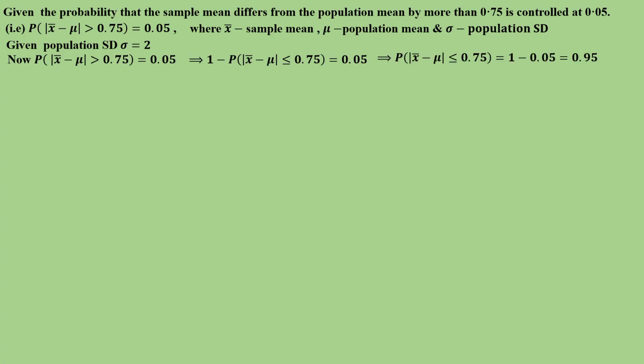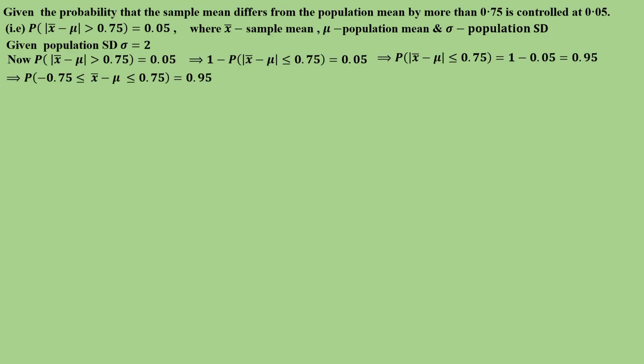So taking that 0.05 to your left hand side, and the probability of modulus x bar minus mu less than or equal to 0.75 to the right hand side, you will get the probability of modulus x bar minus mu less than or equal to 0.75, which is equal to 1 minus 0.05, that is equal to 0.95.